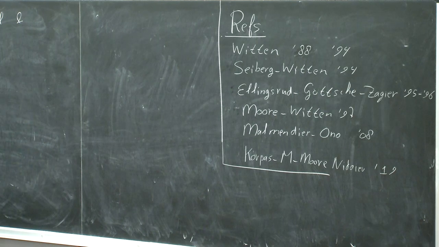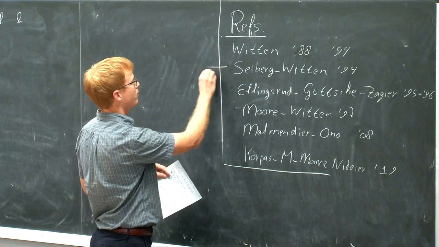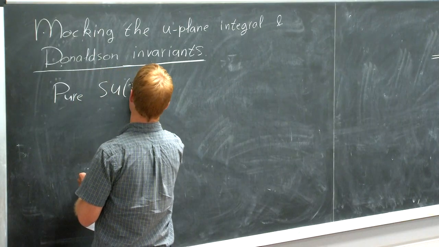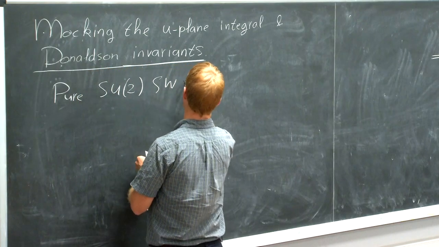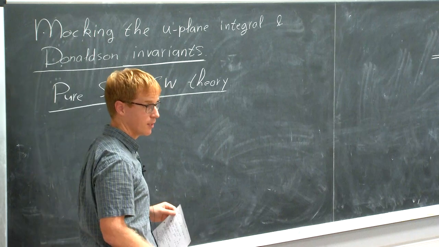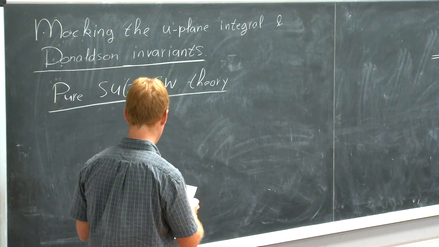And so I'd like to start the story with the physical theory in flat space, and then work towards the theory on a compact four-manifold, and set up this so-called U-plane integral. And as Professor Nakajima mentioned, the U-plane is essentially the Coulomb branch for SU(2) Seiberg-Witten theory. So we are considering pure SU(2) Seiberg-Witten theory. And this pure means that we only consider the vector multiplet. We don't add any matter.